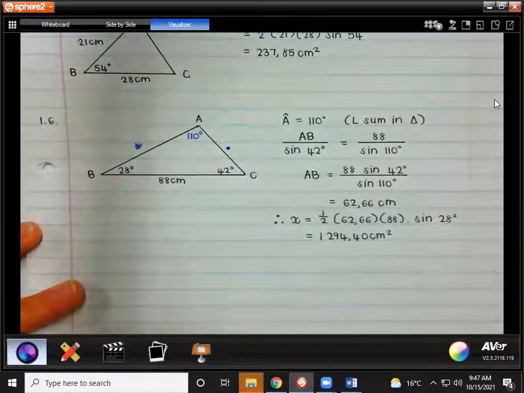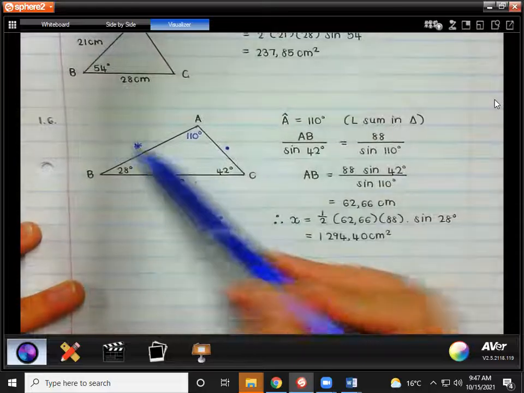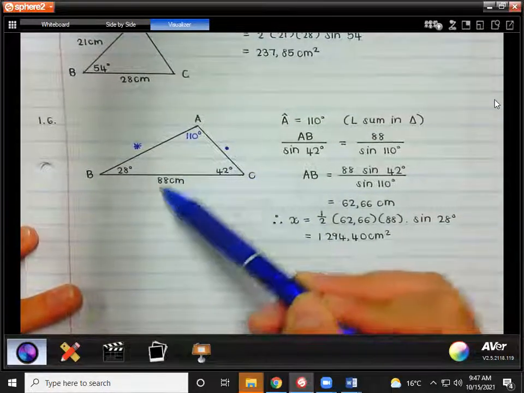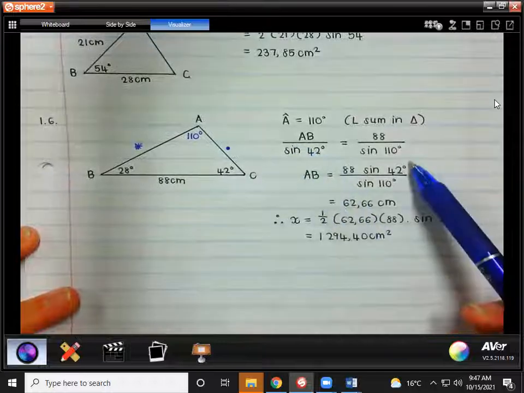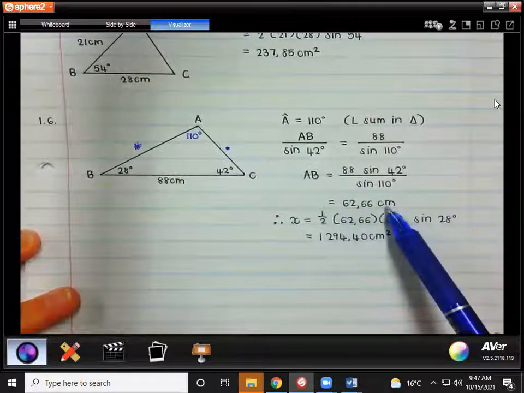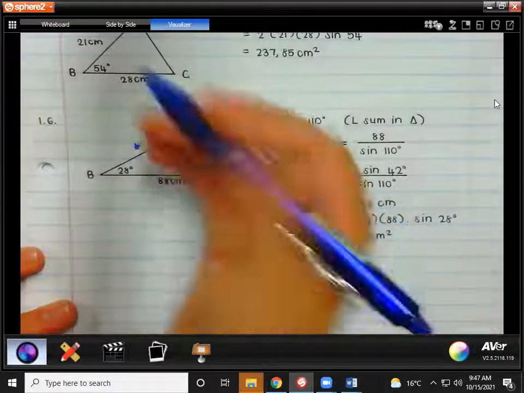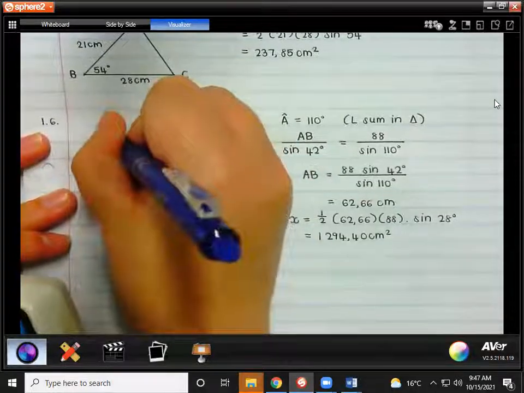Then I used sine rule to find AB. So I said AB over sine 42 is 88 over sine 110. Then I multiplied the sine 42 on the other side and got my value for AB. So AB was 62.66, which is a rounded value.